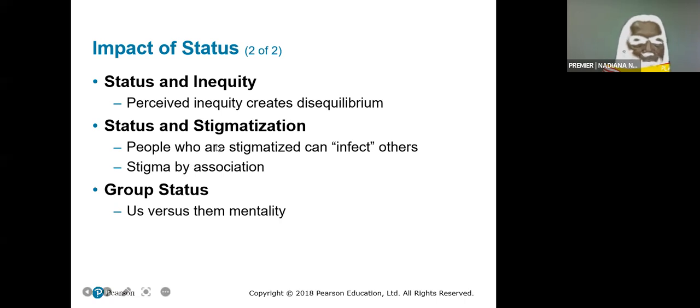Status and stigmatization: people who are stigmatized can infect others. Stigma by association and group status. That is the us versus them mentality. Us versus them mentality. Group status.